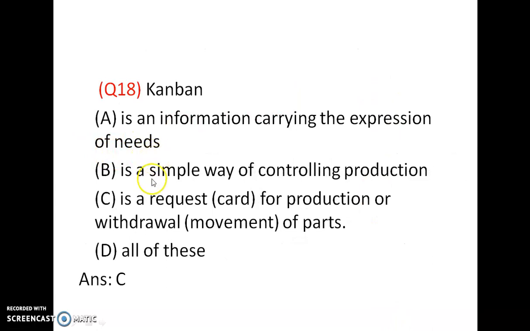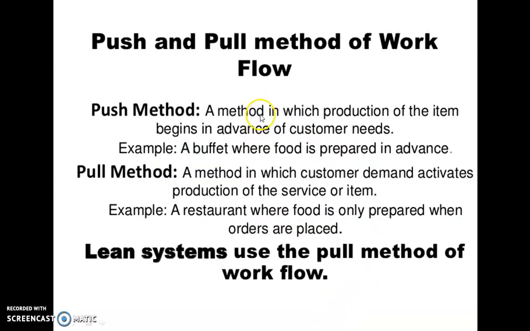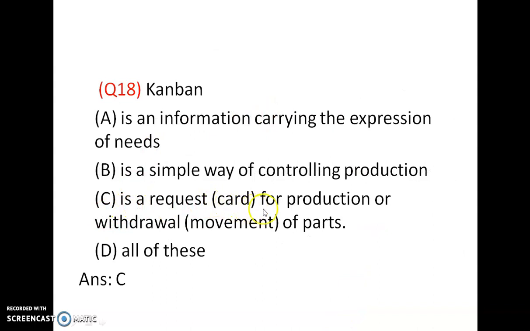So Kanban system is a simple way of controlling production. It is an information carrying the expression of needs, a request or card for production or withdrawal movement of parts. Kanban means card or visible record in Japanese, and refers to cards used to control the flow of production through a factory. Kanban is a pull system. So it's a request card for production or withdrawal or movement of parts. So answer C is correct. It is a card system.